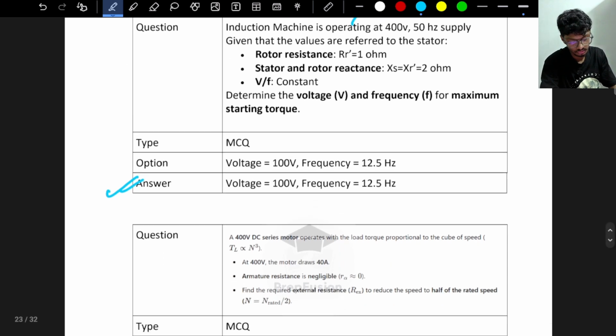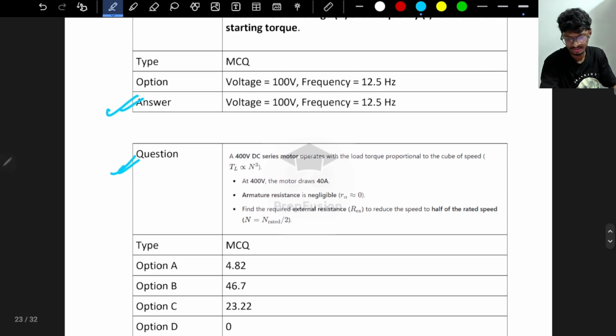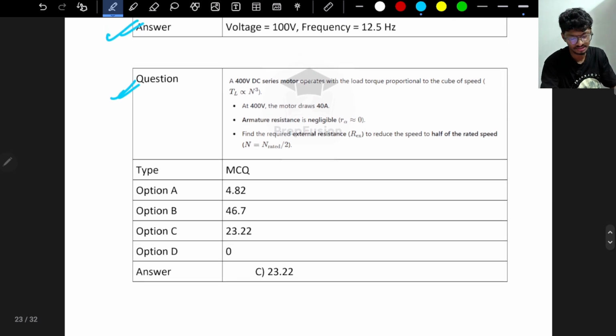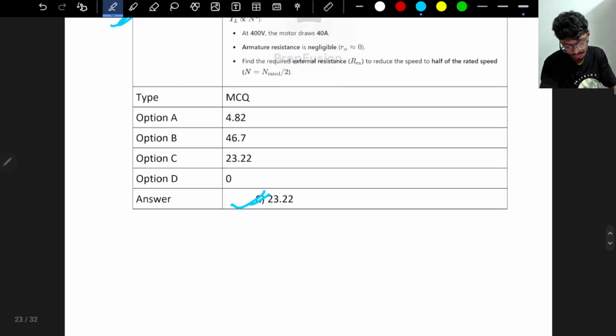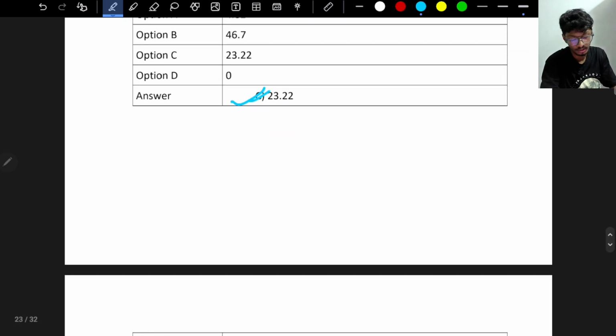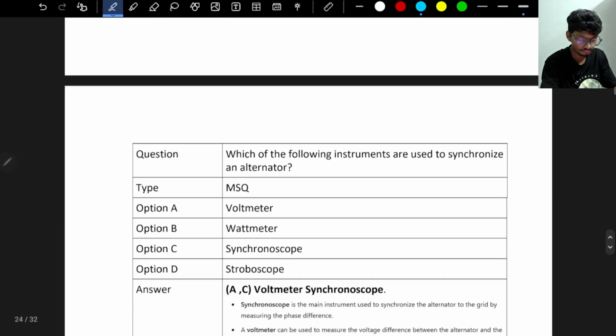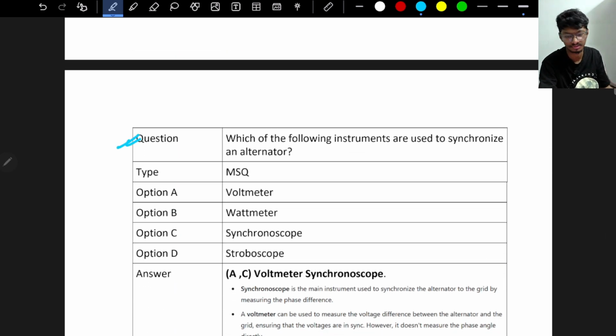Okay, so if I move on to this next DC machine question also, this is again in the same pattern. You have to find out the external resistance. So this will come out to be C for this question, 23.22. Again this was a theoretical question, so I think many students may not know this, so you have to be just careful about this.